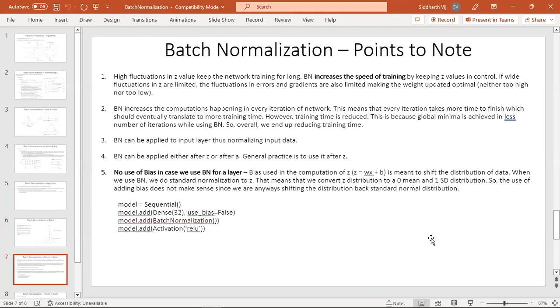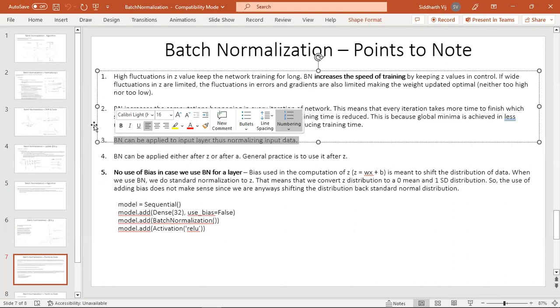So batch normalization reduces the distribution or the variety that could have been there in Z, and this in turn increases the speed of the training and reduces the time taken to achieve the global minimum. And another important thing that we need to see is that it can also be applied to the input layer of the network.